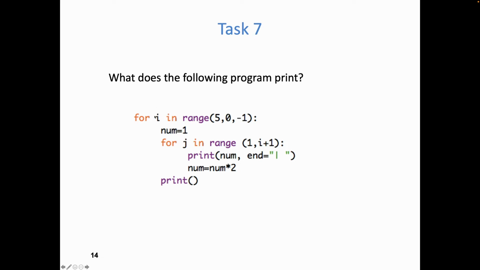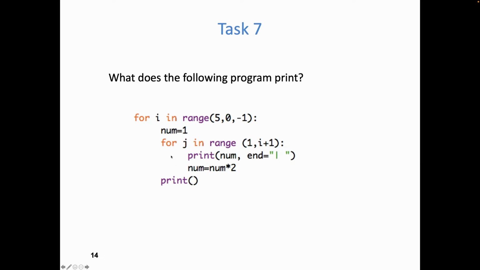So initially, i is equal to 5, then num is equal to 1. After this, there is a nested for loop. For j in range 1, 6, so j will be 1 to 5. We print num and end with a straight line and a space. And then we assign num times 2 to num.